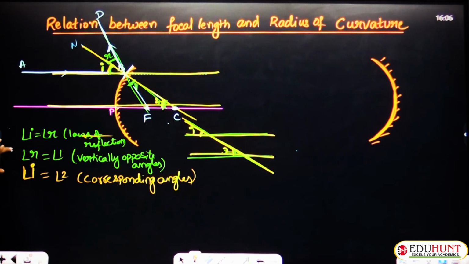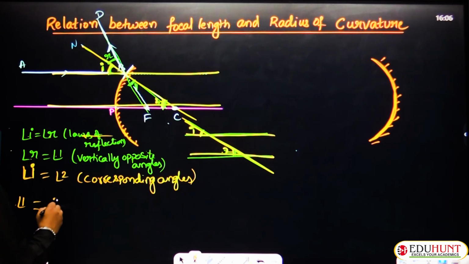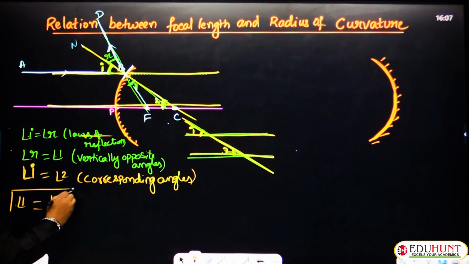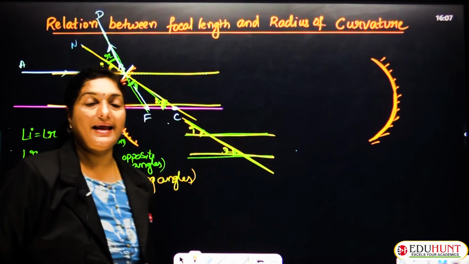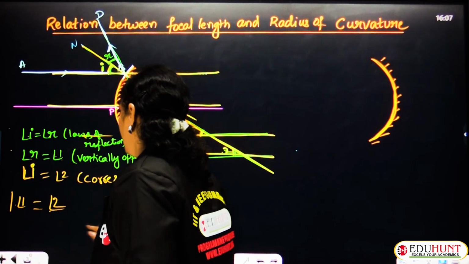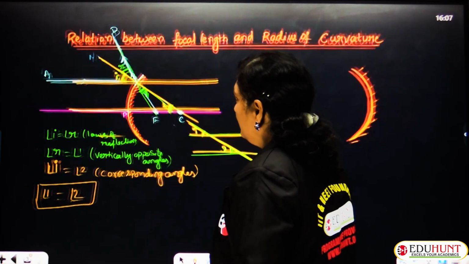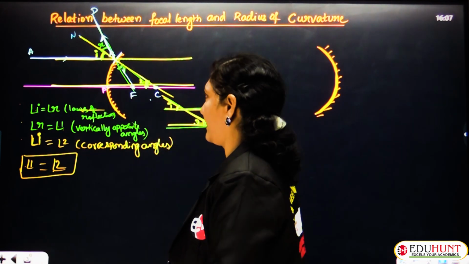So, from equations 1, 2 and 3, instead of i I can take r, and instead of r, I consider it as angle 1. Similarly, instead of i, I consider it as 2. So, from these three conditions, we observed that angle 1 is equal to angle 2. From the picture, we observed that angle 1 is equal to angle 2.